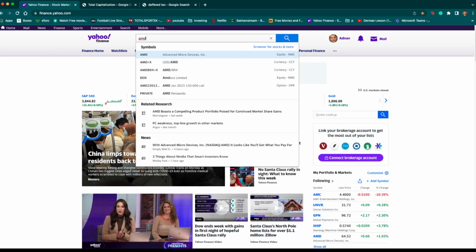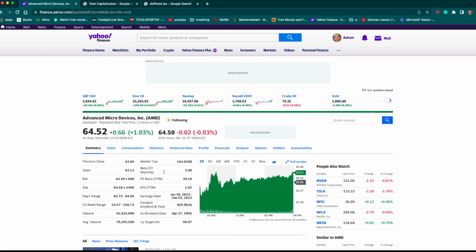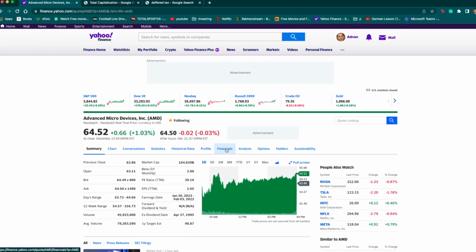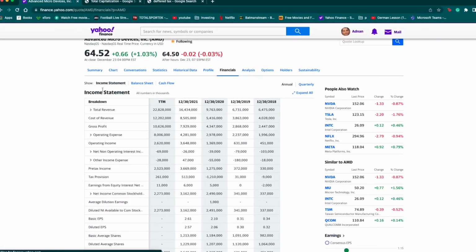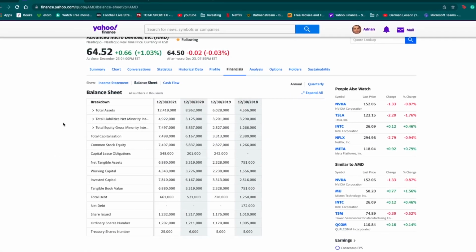Let's head to Yahoo Finance, where I'm going to search for AMD. AMD stands for Advanced Micro Devices, and if you click on it, you will get a summary. And for the balance sheet, you go into the financial column, and first is the income statement, which I already discussed, and here is the balance sheet.